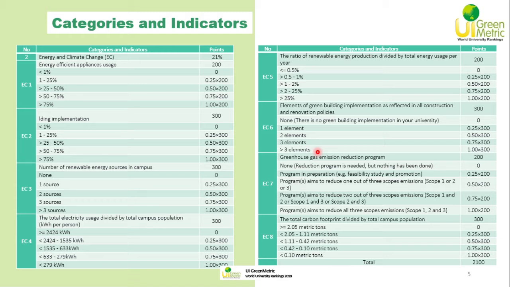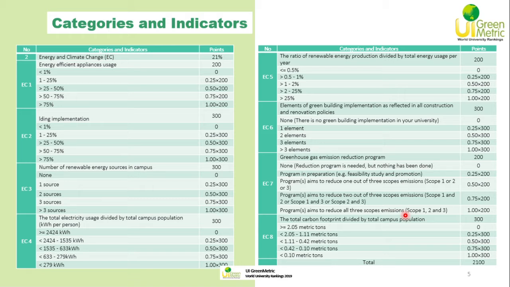The next criterion for efficiency is emission, which is of 2 kinds: greenhouse and carbon footprint. For greenhouse emission, it is required that your campus has a reduction program covering 3 scopes of emission. This is criteria number 7. 3 scopes of emission.